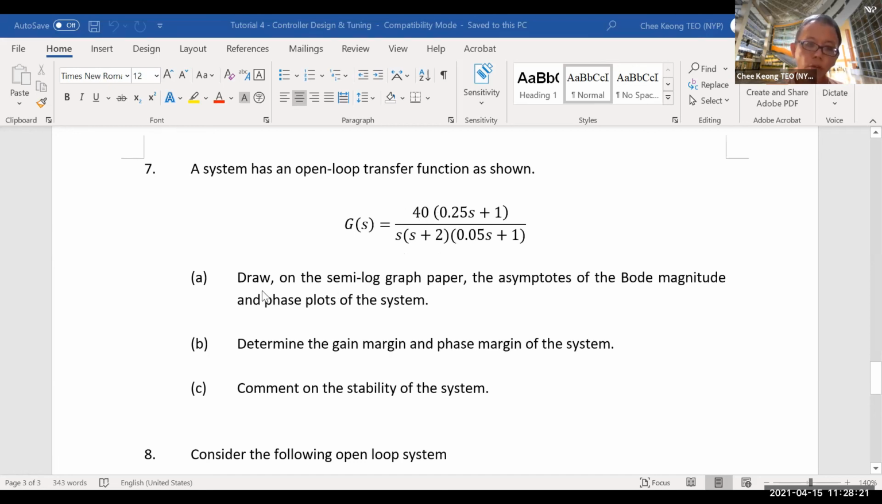They ask you to draw on semi-log paper the asymptotes of the Bode plot and the phase plot of the system. Then determine the phase margin and gain margin, and comment on the stability. This is a very standard Bode plot question, asking you to do the Bode plot, determine the phase margin and gain margin, and say whether the system is stable. If you are very confident in plotting so you will not get errors, then basically this is 100% you can score for the Bode plot.